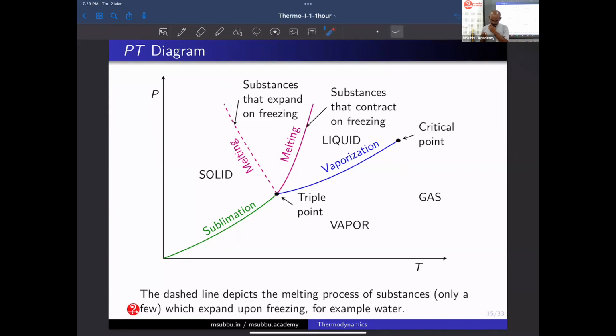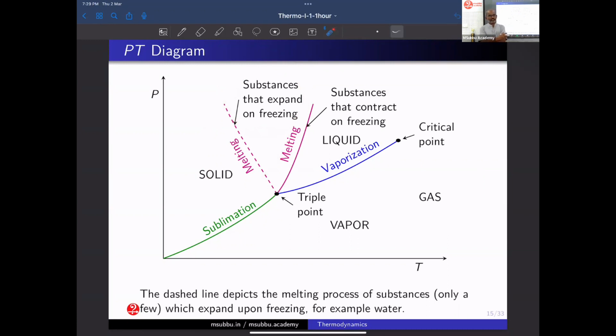what is the importance of this diagram? There are two lines shown here. What is the meaning of this line? Of course, the melting line. Every line has a positive slope, but only for this dashed line we see a negative slope. This is a peculiar case applicable for substances that expand on freezing.